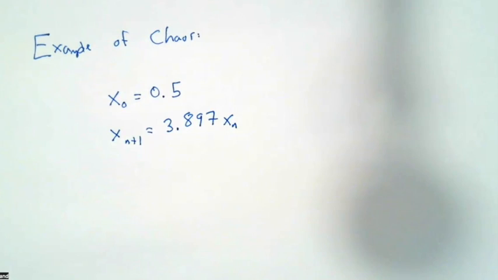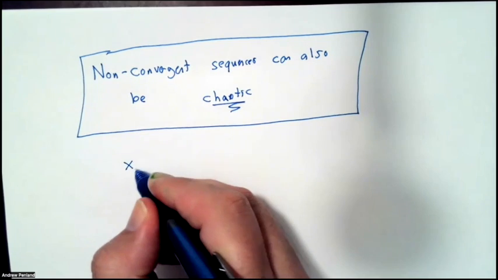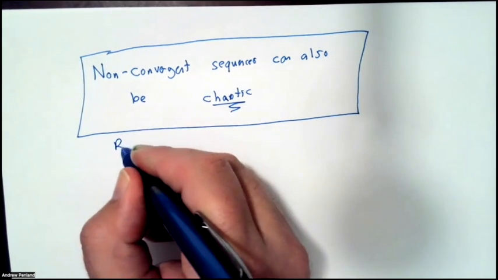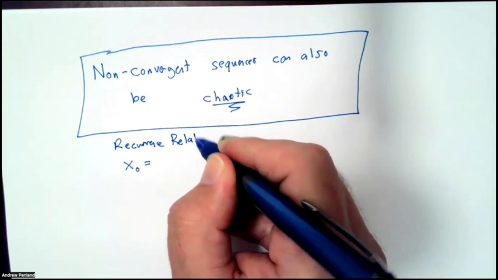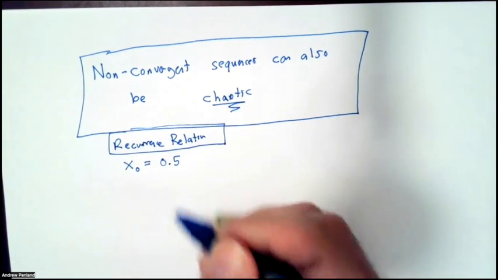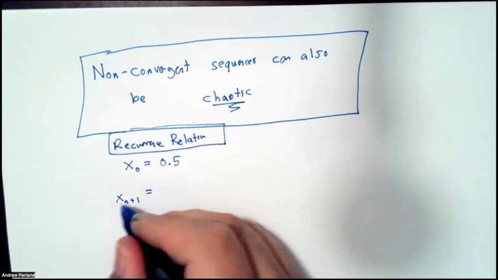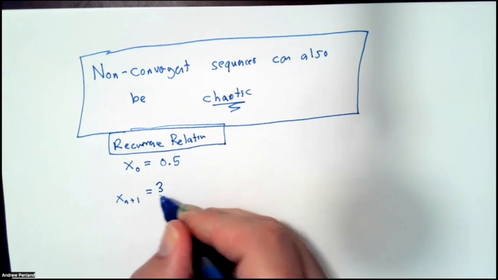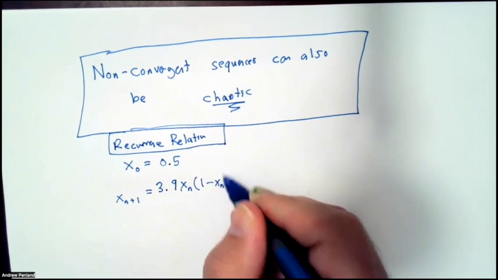Okay, another possibility for a sequence that is not convergent is it can be what's called chaotic. So to give an example of this, I'm going to define a sequence recursively through a recurrence relation that gives the initial value and that gives the next term in terms of the previous value. So I'm going to have x sub 0 is equal to 0.5, and x sub n plus 1 is equal to 3.9 x sub n times (1 minus x sub n).